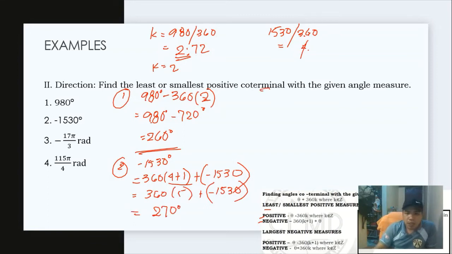Okay, number 3. Gamitin nyo na yung calculator ninyo para ma-obtain natin yung value. Number 3, we have negative 17 pi over 3 rad. So, negative 17 pi over 3. Divide natin siya 17 pi over 3 divided by 2 pi. So, 6 merong dalawa. So, k is equals to 2.